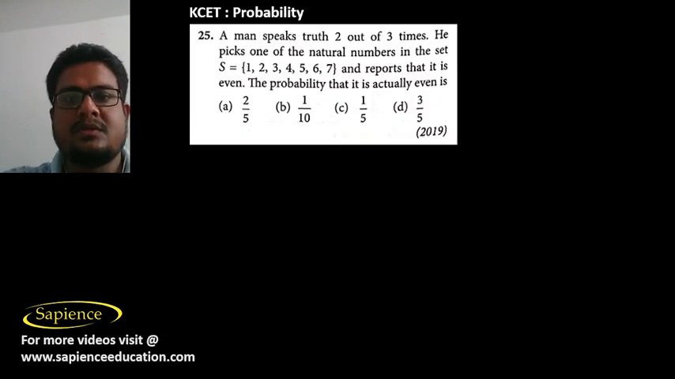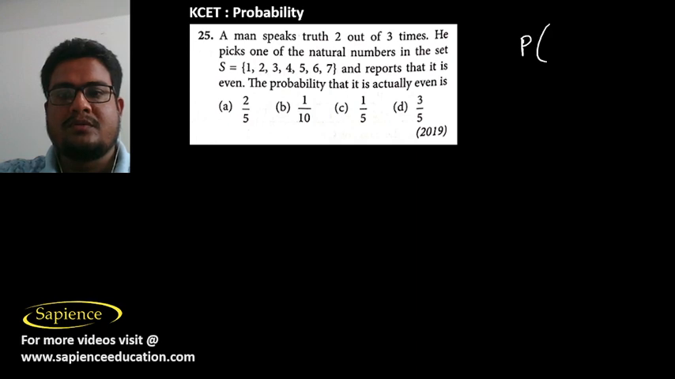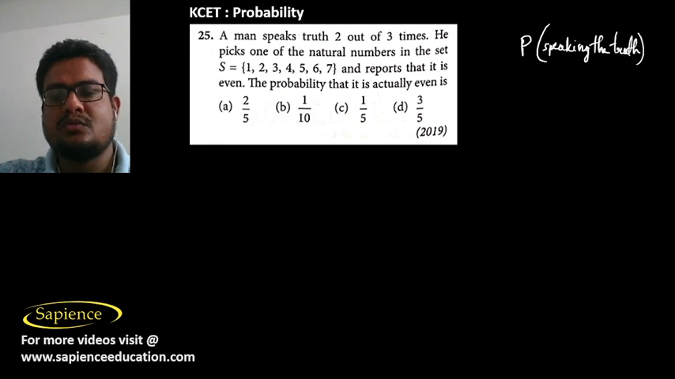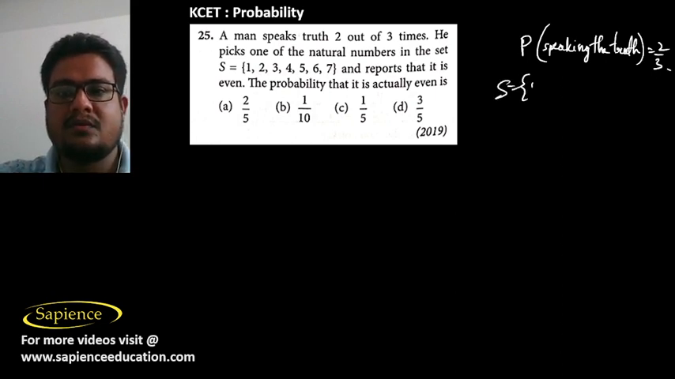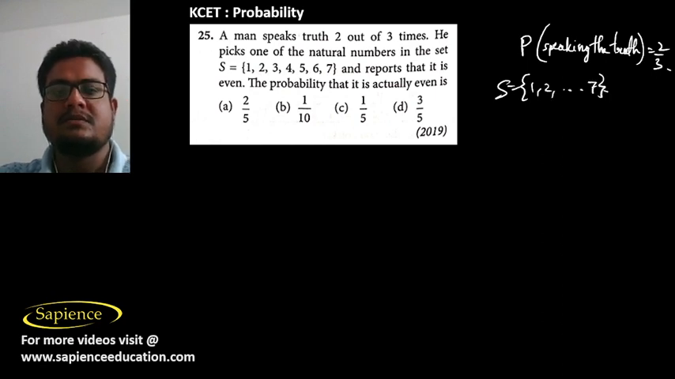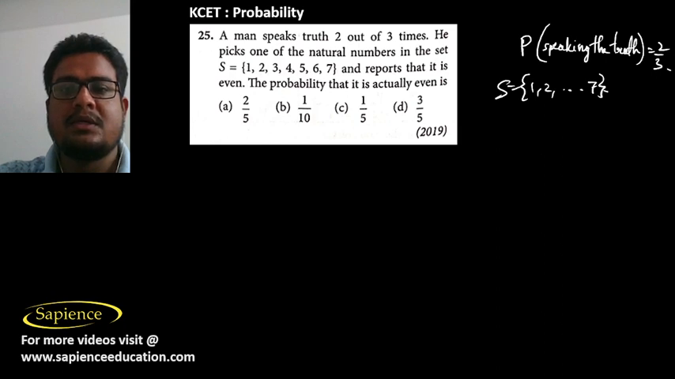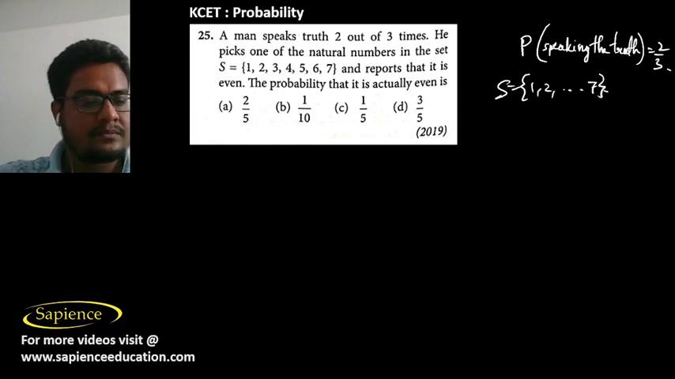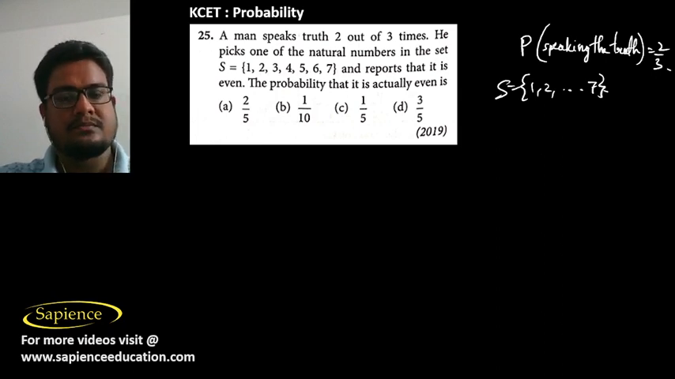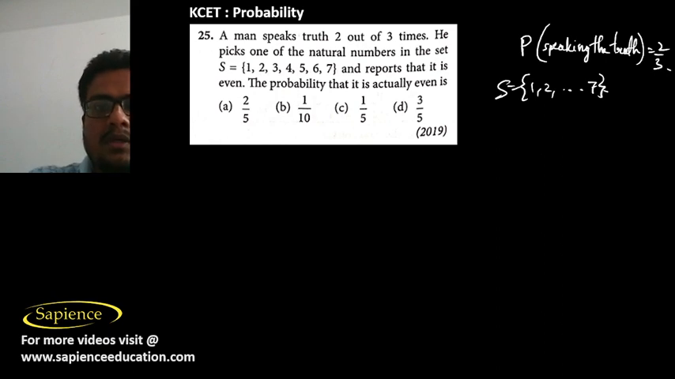So question number 25. It is told a man speaks the truth 2 out of 3 times, so the probability of speaking the truth is 2/3. He picks one of the natural numbers in the set 1, 2, 3, 4, 5, 6, 7, and reports that it is even. The probability that it is actually even is?